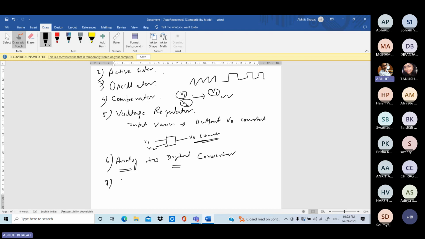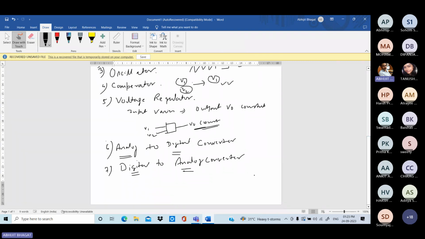Next is just the opposite: digital to analog converter circuit. The digital to analog converter circuit is also designed with the help of OPAMP. So what is the application here? By using this device, your digital signal is converted into an analog signal. So these are a number of applications for the OPAMP.